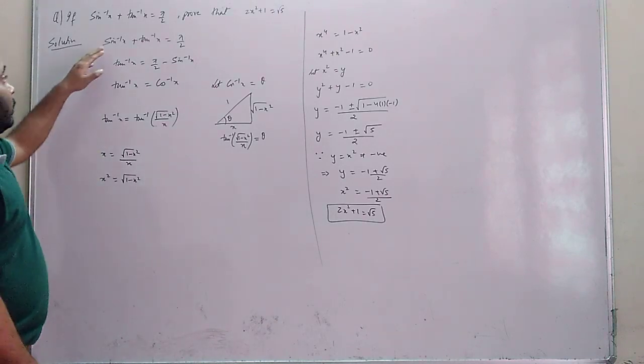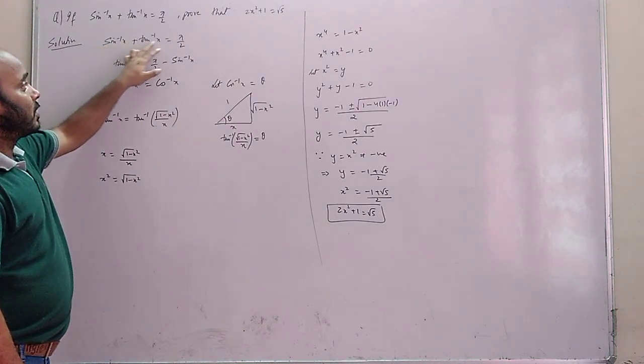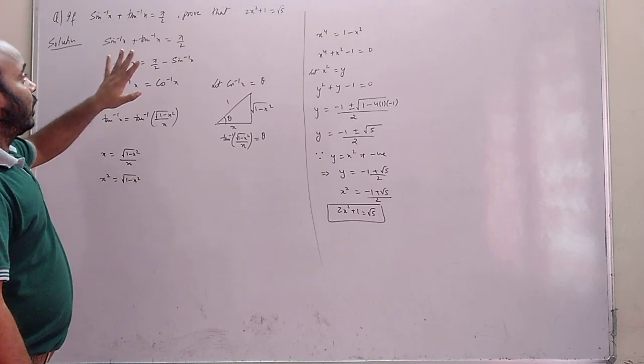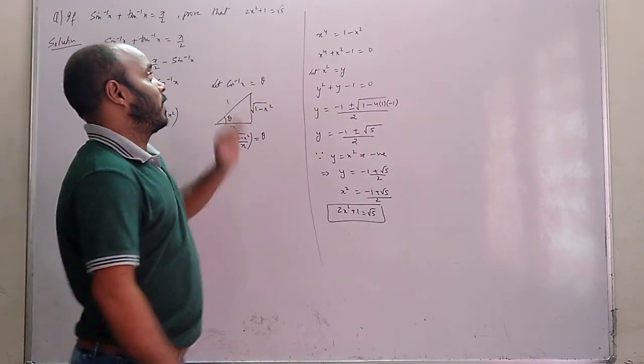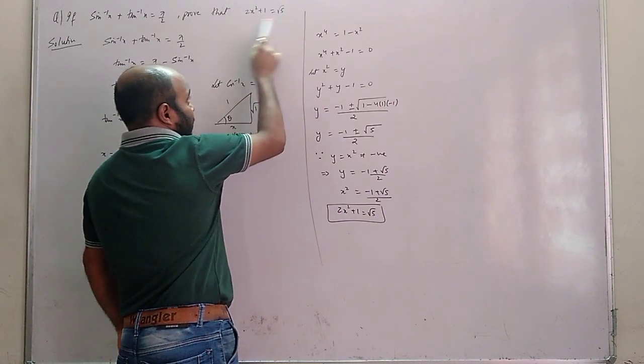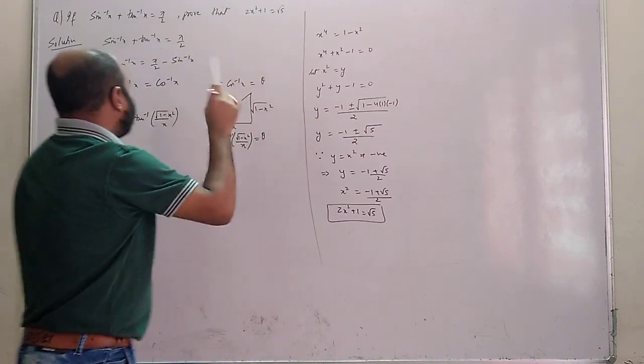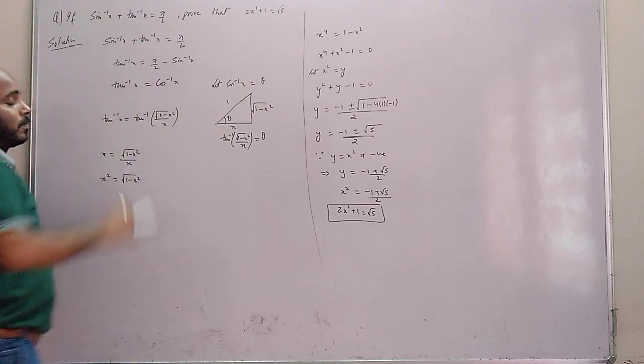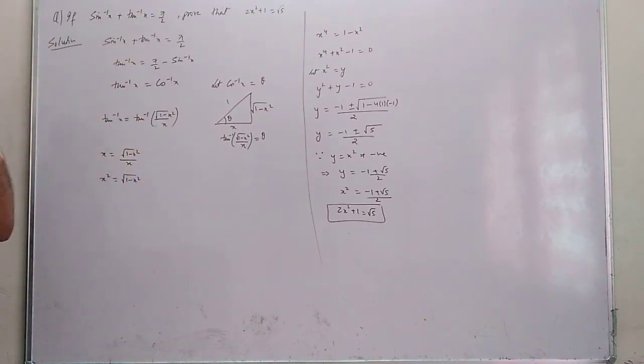Now see, we have sin inverse x plus tan inverse x equals pi by 2. We need to prove 2x square plus 1 equals root 5. Now see, whatever we need to prove is just an equation in terms of x, there is no trigonometry. That means you need to remove all the trigonometry here. Further we need to apply formulas and all.